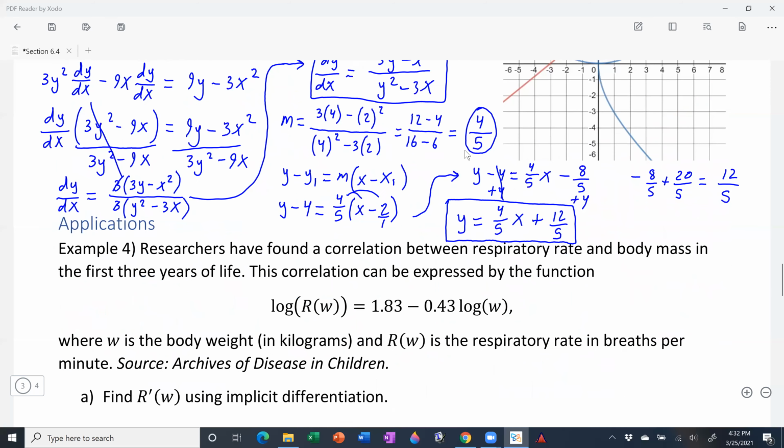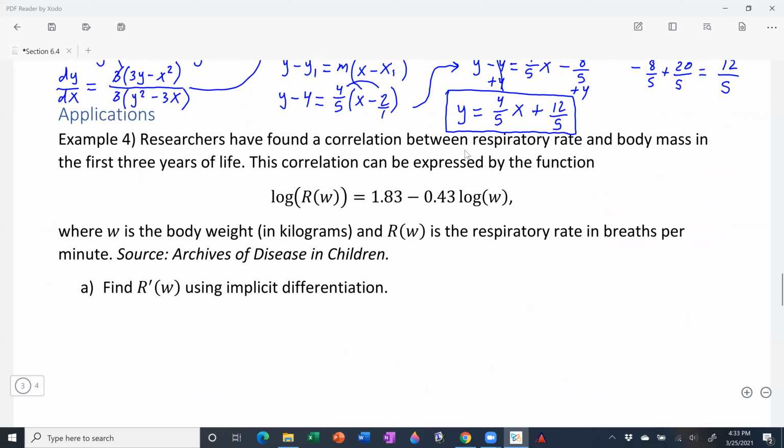Okay, so speaking of what it can do, in the next video, we'll look at some applications of implicit differentiation.